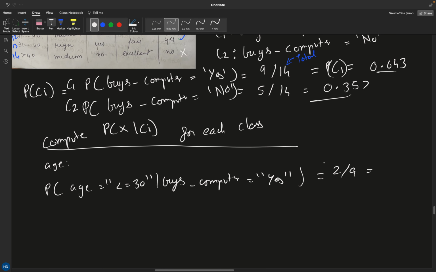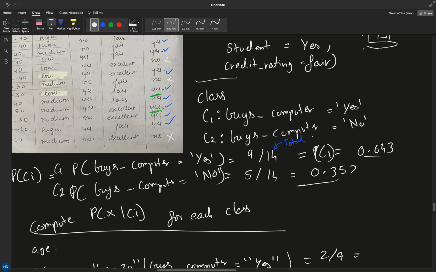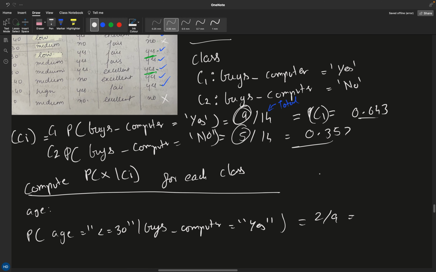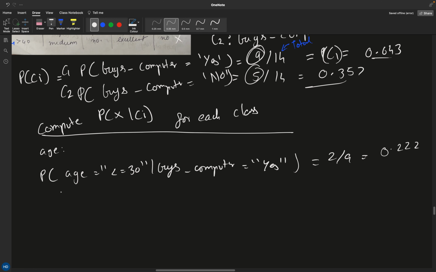How does 9 come? Because how many total yes cases were there? How many total yeses do we have? 9. And total no's are 5. So 2 divided by 9 gives us 0.222. Now the probability where age is less than or equal to 30 and buys computer is no.